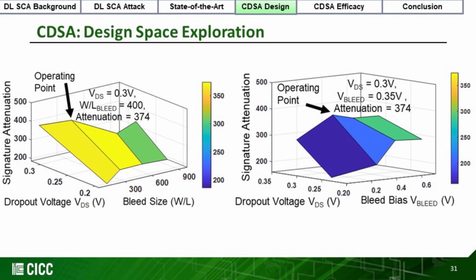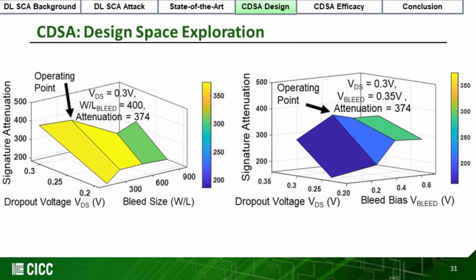Here we see the design space exploration of the current domain signature attenuation hardware. The figure on the left reveals that a bleed size of 400 and a dropout voltage of 300 millivolts across the current source is the most optimal choice. Higher bleed size would increase the current drawn from the supply and reduce attenuation.